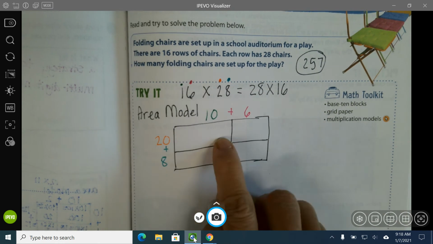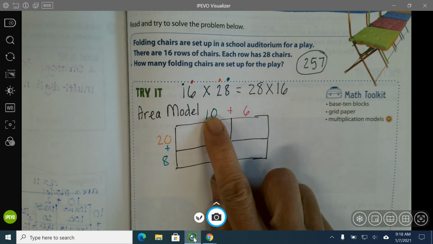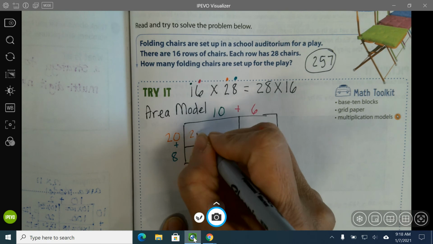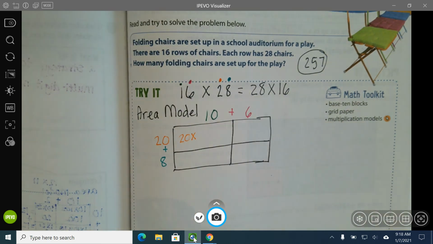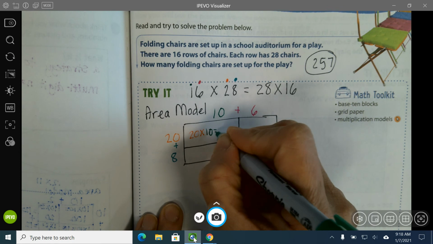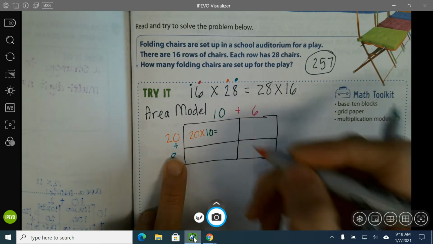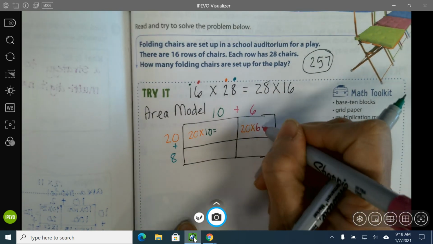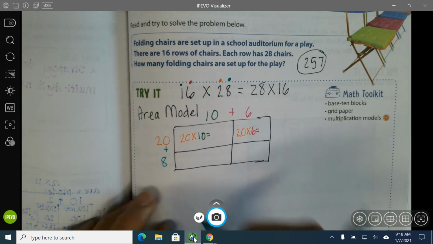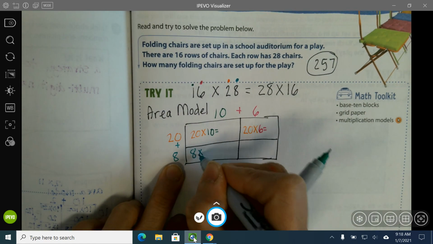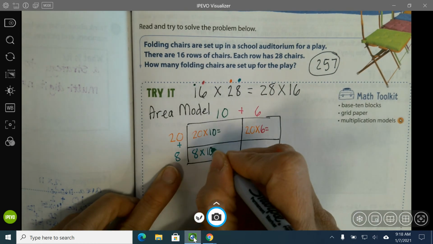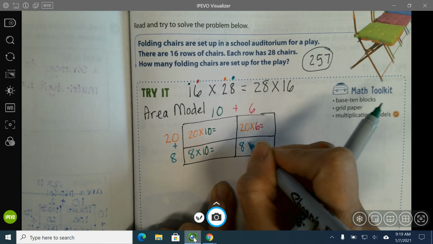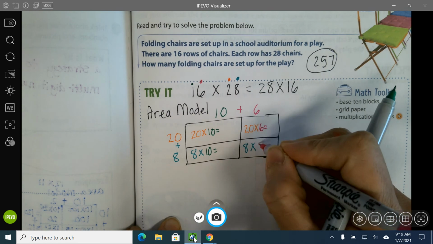Now, this time, I'm going to look at the first box. I am going to multiply 20 times 10. All right, so this is going to be 20 times 10. And then this box is going to be 20 times 6. And then the bottom box is going to be 8 times 10. And then this box over here, I'm going to say 8 times whatever's on top, which is 6.